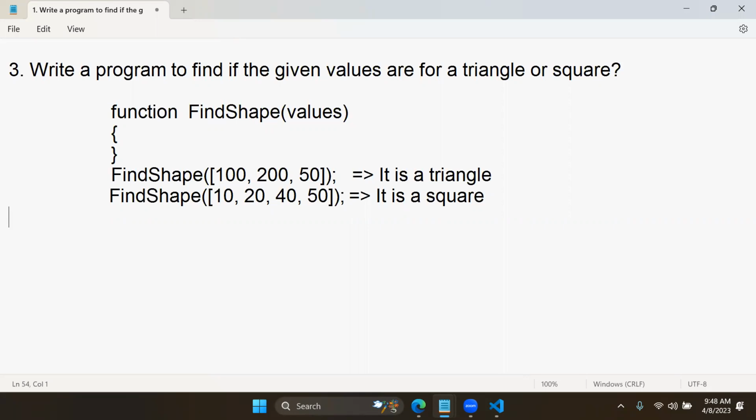How? You will write conditions. These values are stored in this values parameter. So values is an array. If 3 values are there, then it is a triangle. If 4 values are there, it is a square.